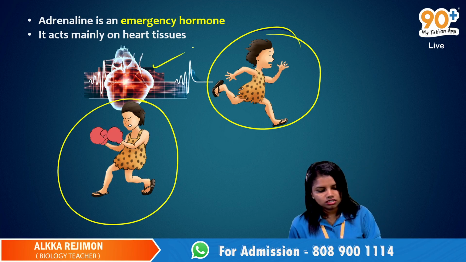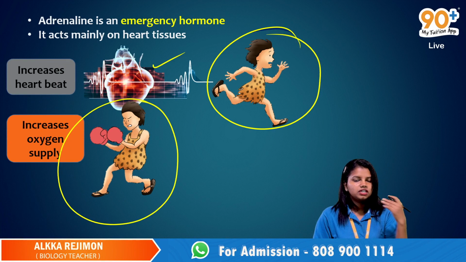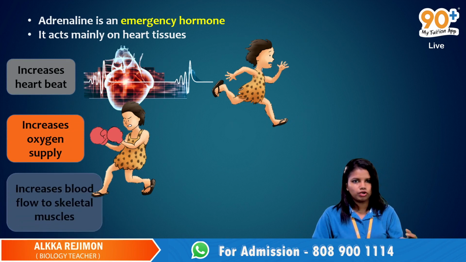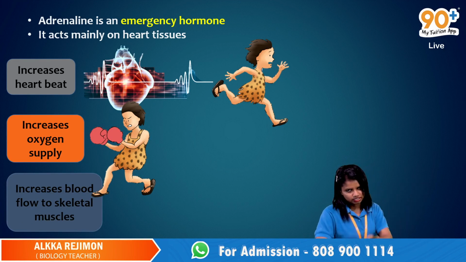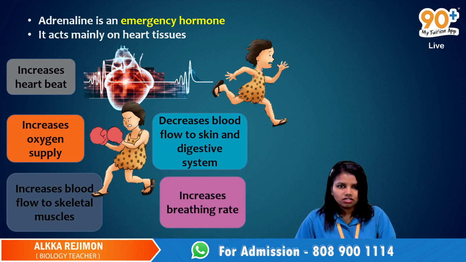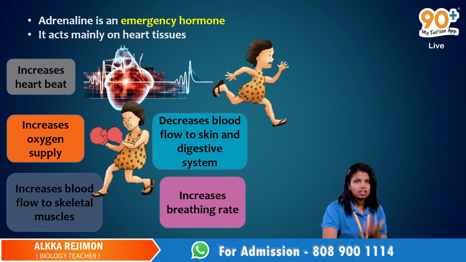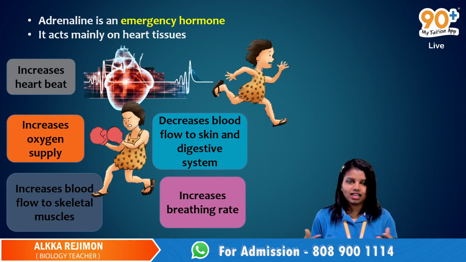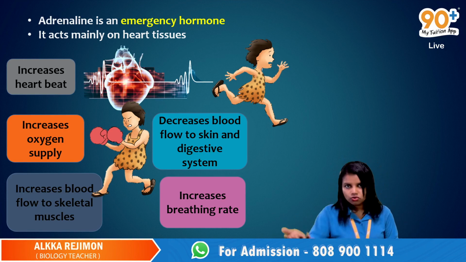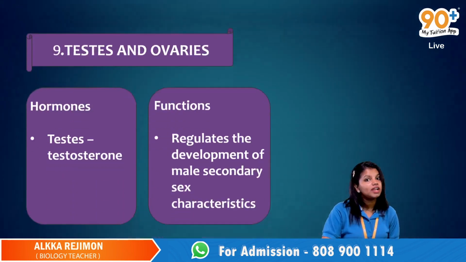Your heart rhythm, everything is being controlled by this adrenaline. So increasing the heartbeat, increasing the oxygen supply to your body, increasing the blood flow to the skeletal muscles, so you can either run or you can fight. Increasing the breathing rate, decreasing the blood flow to the skin. So you can see that in an emergency situation, when you are scared or when you're having a frightened moment, your skin gets pale, and that paleness is due to the absence of blood flow to the skin, and that is also a function of this particular hormone called adrenaline.